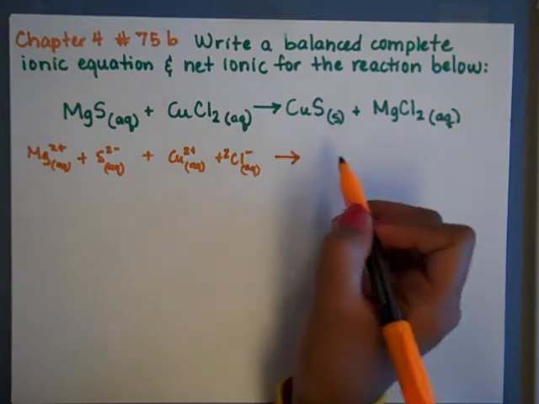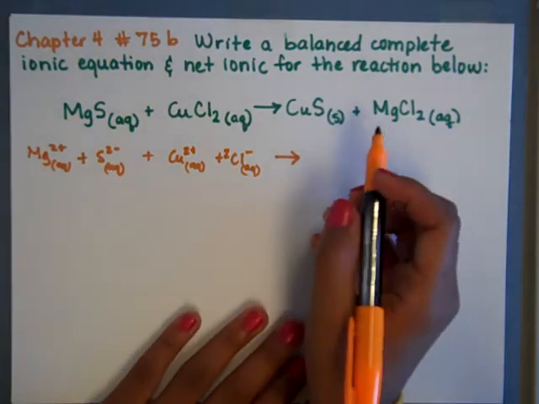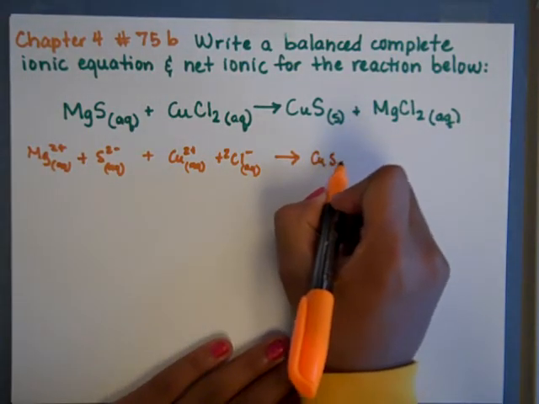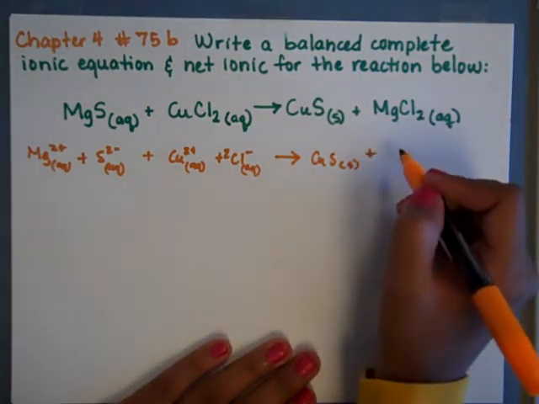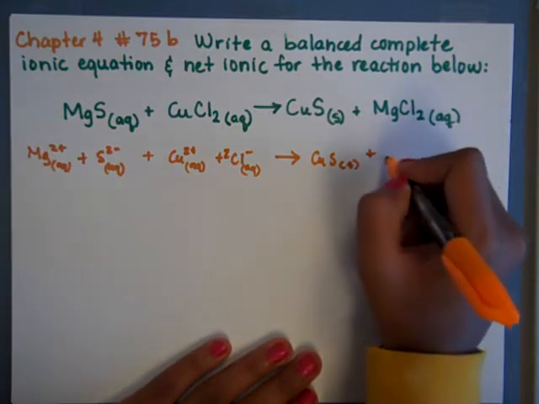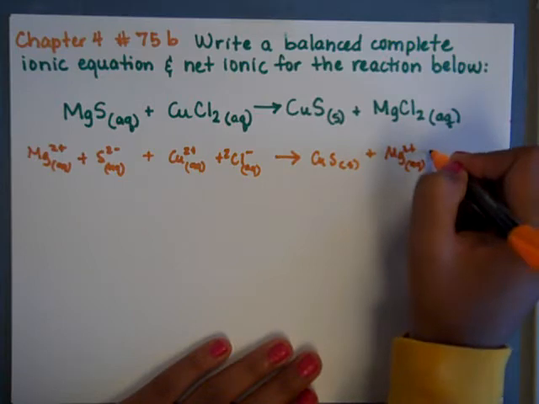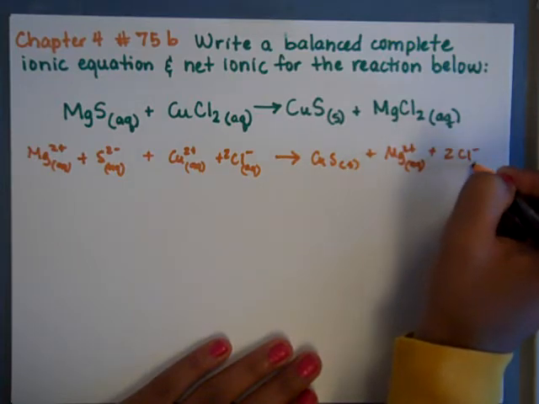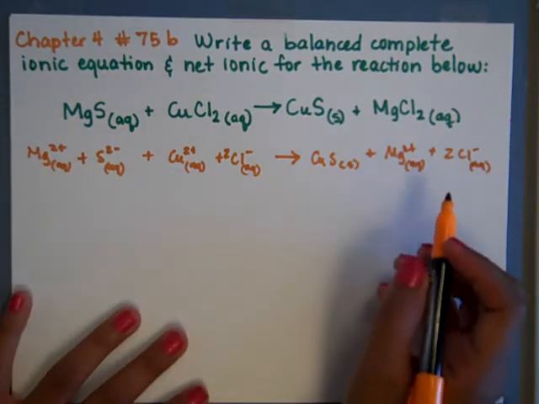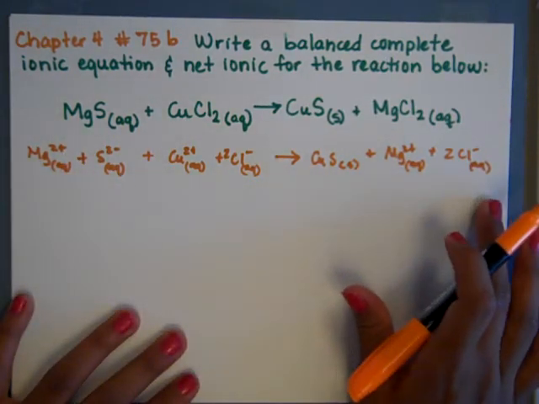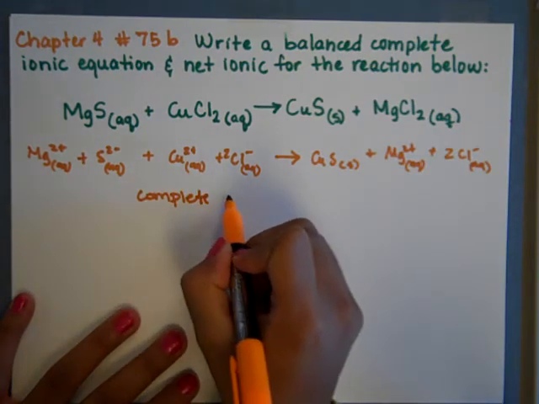And on this side for products, we do not break up solids. That's right, they don't form ions. Solids will remain as copper sulfide, solid. And then we will break up magnesium chloride. Those will break up the same way, and the chlorines. So now, this is your complete ionic equation, is what we have just found.